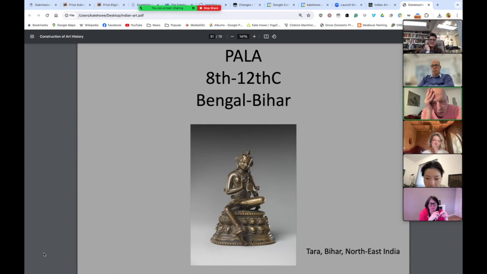This is Tara. Typically, the stone is a very black granite, black basalt stone, almost like a metal in strength.